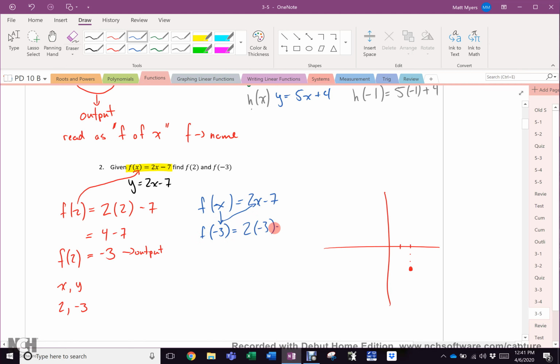2 times negative 3 minus 7, which is negative 6 minus 7, which means the f of negative 3 is negative 13. And, of course, x, y, negative 3, negative 13, negative 1, 2, 3, and then way down here at negative 13. That's all there is to it, but you're going to see this written a lot more now. So we're going to practice with it.